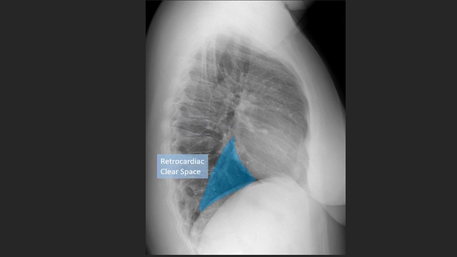You have your retrocardiac clear space. The retrocardiac clear space generally should be a clear area just behind the heart. Sometimes this area can be filled with an esophageal hiatal hernia or an opacity within the lungs that's projecting within it that may be difficult to see on a frontal view.